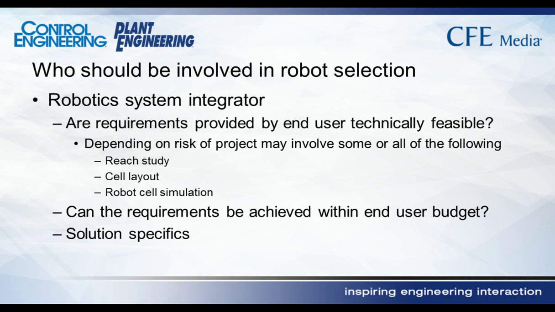Oftentimes, there is some back and forth between the end user and integrator to come to an agreement on a specification that is technically feasible, within budget, and accomplishes all of the end user's key goals. Once this is accomplished, the integrator can then begin developing solution specifics, such as which robot will be used, how the cell will function, and so on.